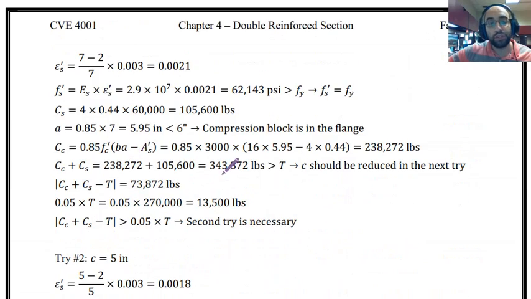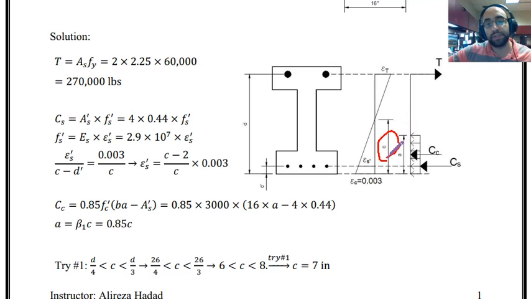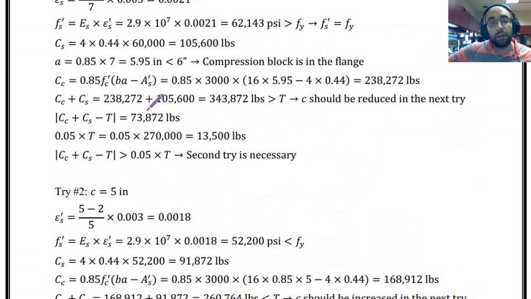So as you can see, the compression force is much greater than the tension force, which means in the second try, I have to reduce the value of C. Reducing the value of C means reducing the depth of compression block and also reducing the amount of compression force in concrete and making the total compression closer to the tension force. So I calculated the total compression force. It was greater than the tension force, so I have to reduce C in my second try.